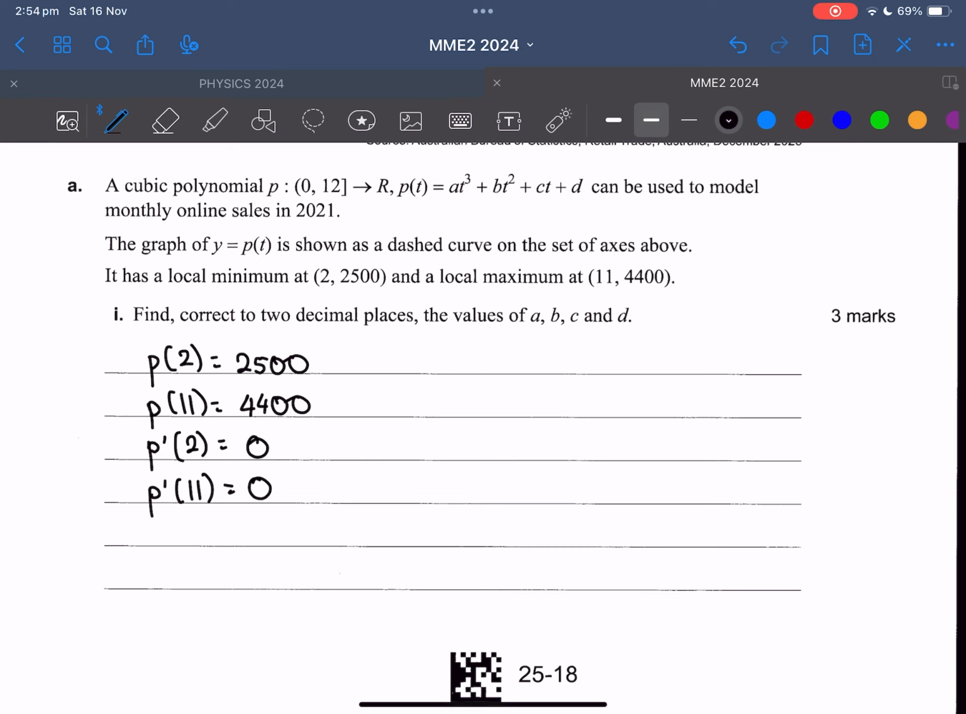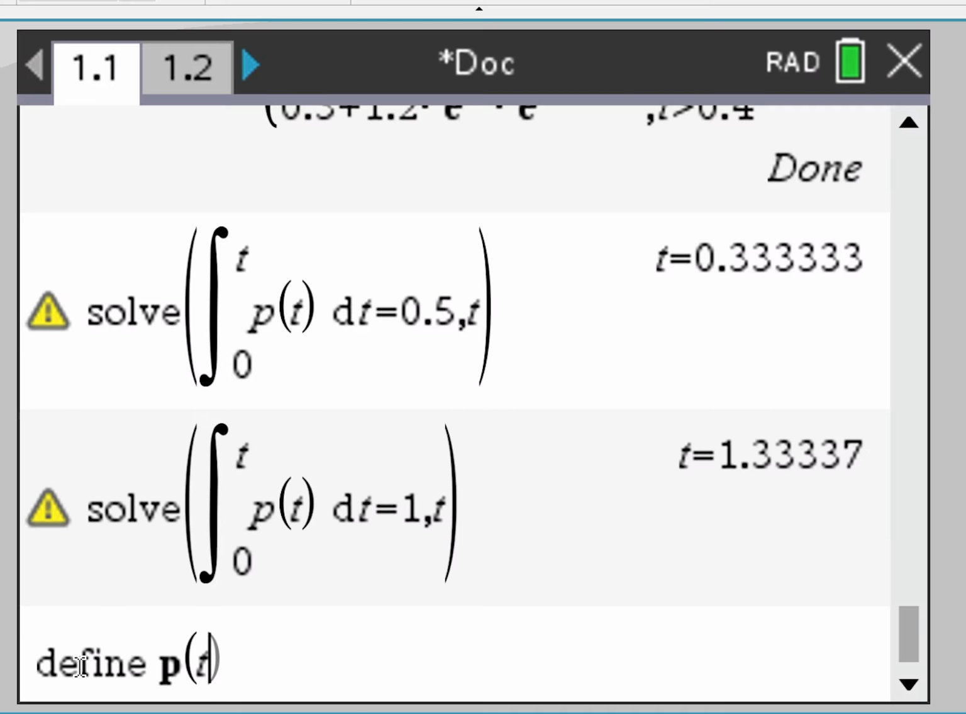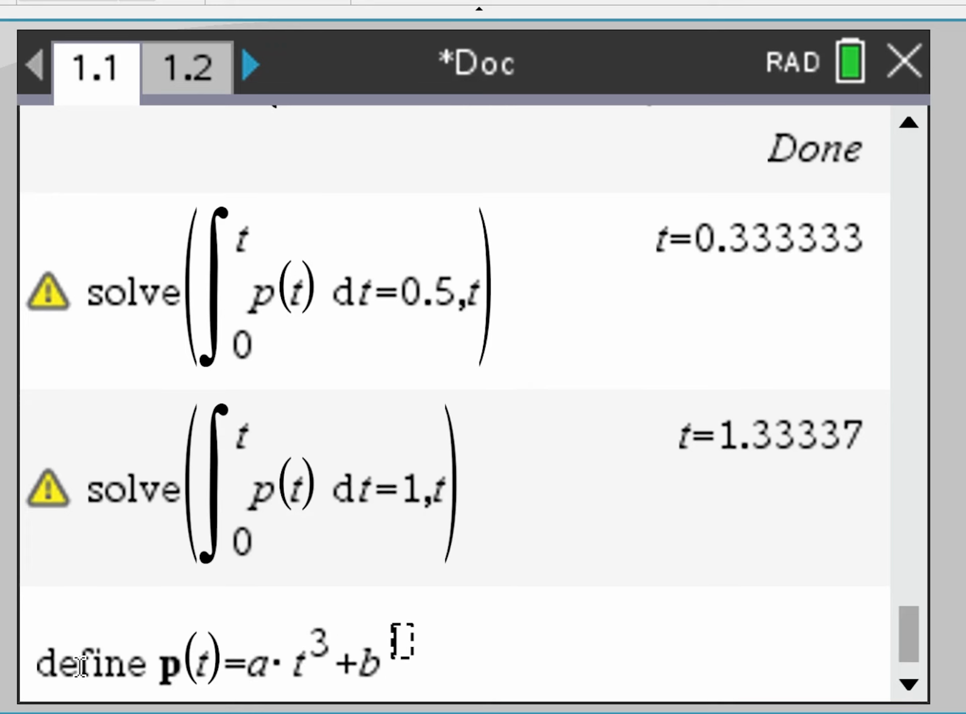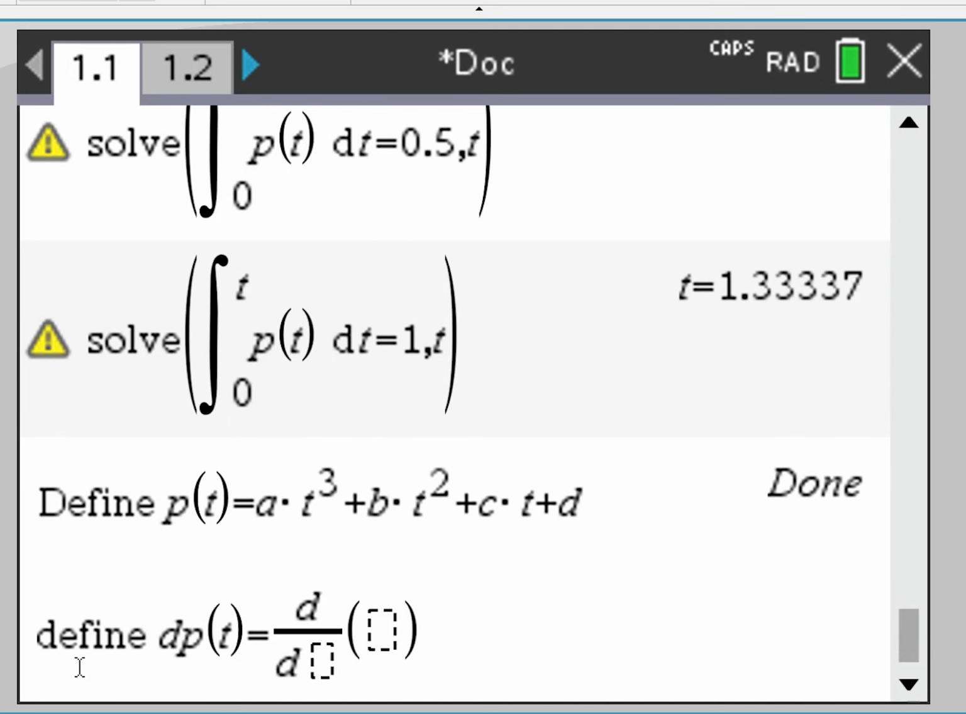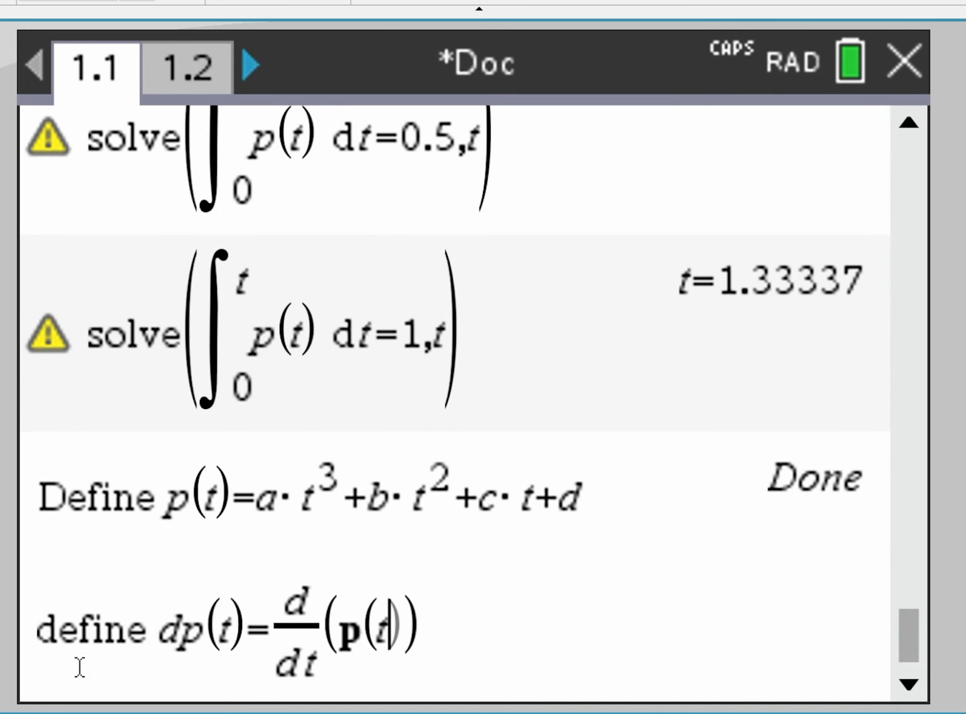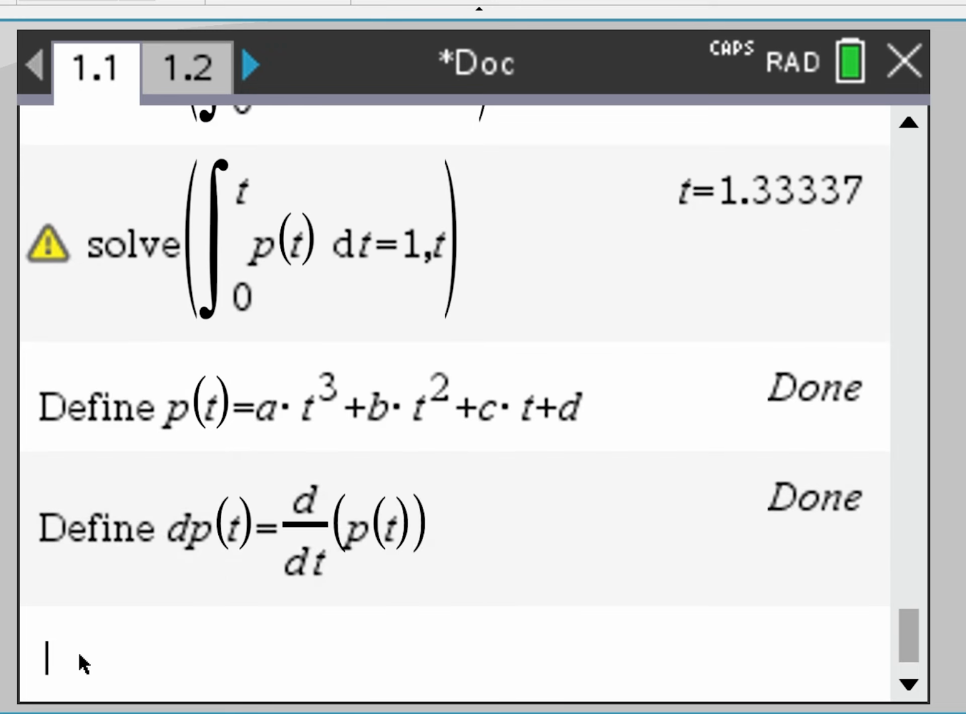So let's do this question on CAS. Define p of t equals a times t to the power of 3 plus b times t to the power of 2 plus c times t plus d. Just making sure I've written it correctly. Yes, I have. Okay, so let's differentiate it as well. Define dp of t equals menu 4, 1, tp of t, enter. Just making sure. Yep, okay.